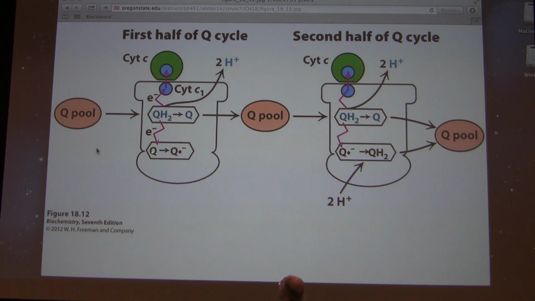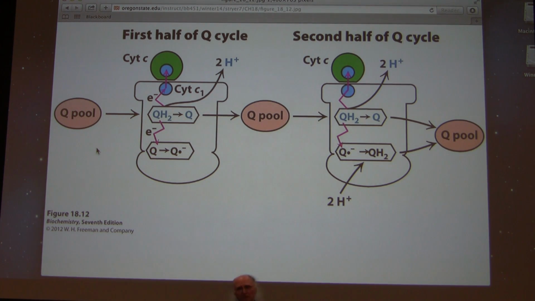What's the purpose of giving an electron to the Q right here? Okay. Well, this Q can't come out until it's either a Q or a QH2. The Q pool can't have a single electron. So it has to donate it to something, and it donates it to this Q, which in this complex can hold a single electron, but it can't go out in the Q pool like that. It stays there. So this guy's just sitting here with 1 electron, waiting for the second electron to come.